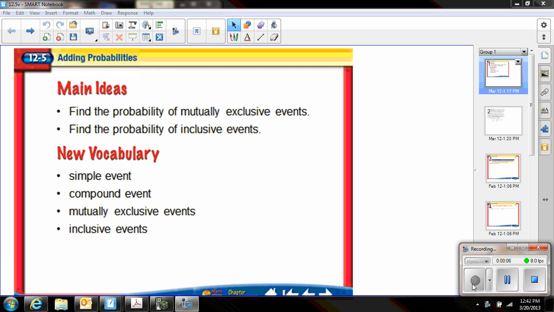Today we're going to take a look at finding the probability of mutually exclusive events and finding the probability of inclusive events. New vocabulary includes simple event, compound event, mutually exclusive, and inclusive events.